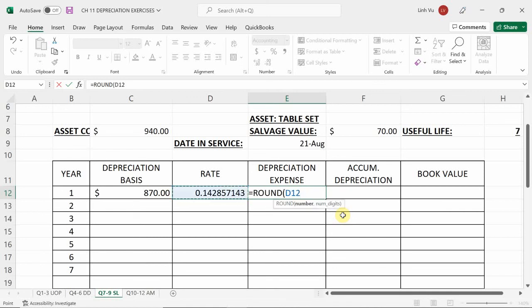It's 0.33333. Okay, you got that 0.3333. So go ahead and multiply it by that. $124.59.